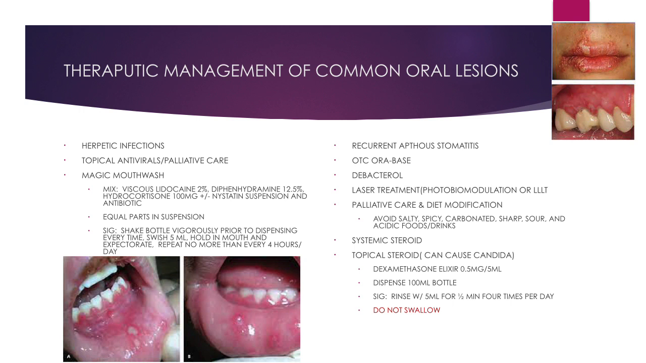Generally speaking, the standard course for aphthous stomatitis is 7 to 14 days from onset of the ulceration, 14 to 21 days from onset of the prodromal stage to post-end. We can use Debacterol. That's a chemical way to basically close over the lesion and encourage quicker healing. We can do laser treatment on it. We can provide palliative care or diet modification. For example, avoid salty, sharp, spicy, carbonated, sour, and acidic foods. We can provide a systemic steroid or a topical steroid. Down below on the right-hand side, I have provided you with a standard dexamethasone elixir diagnosis or treatment.